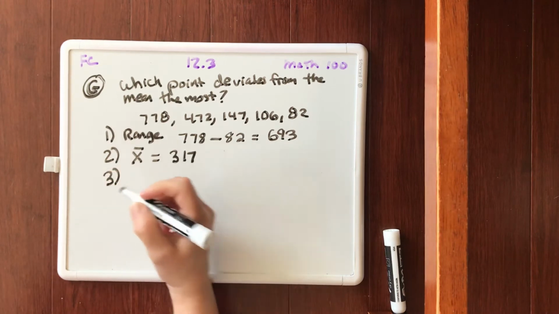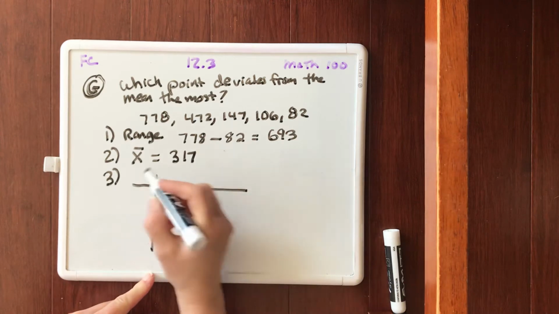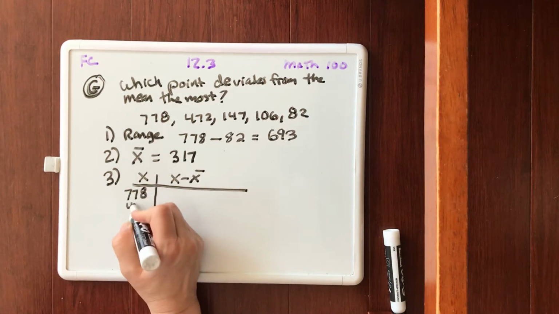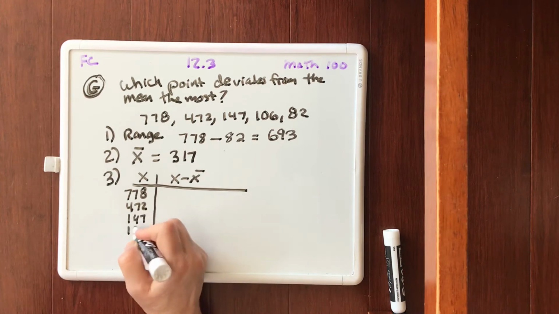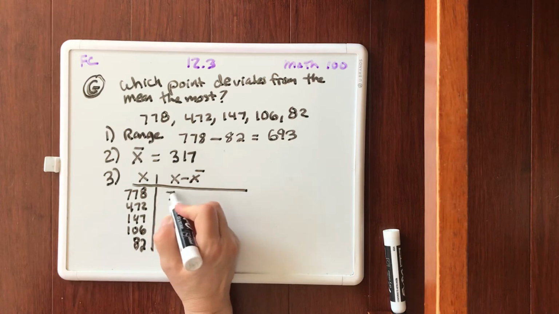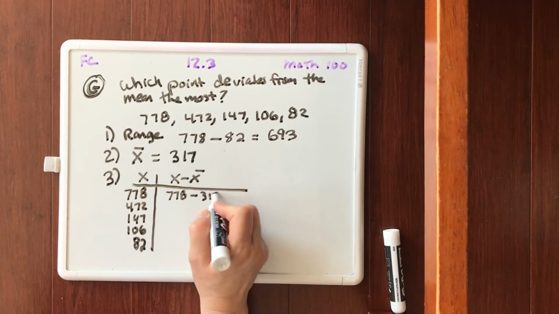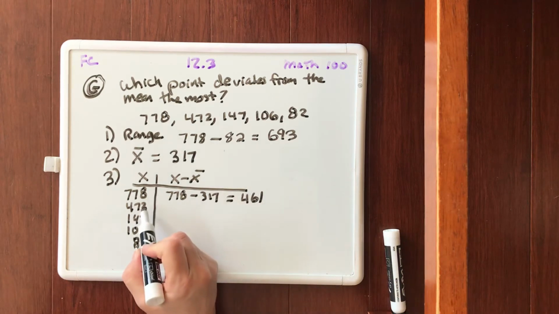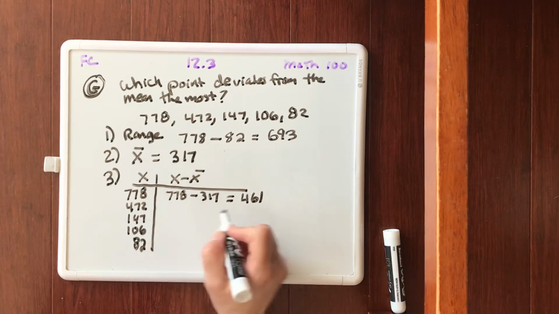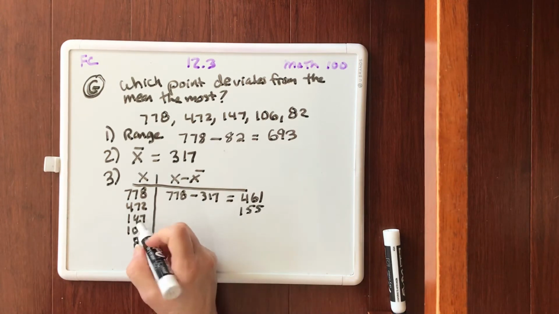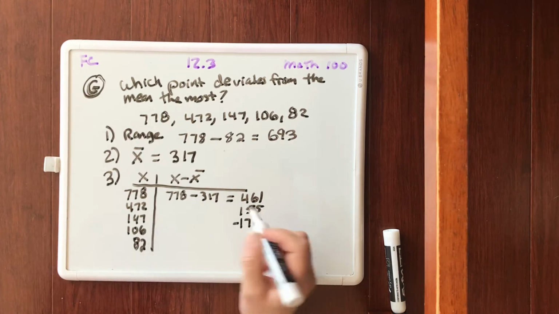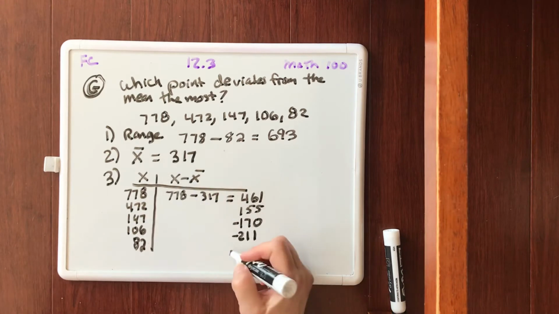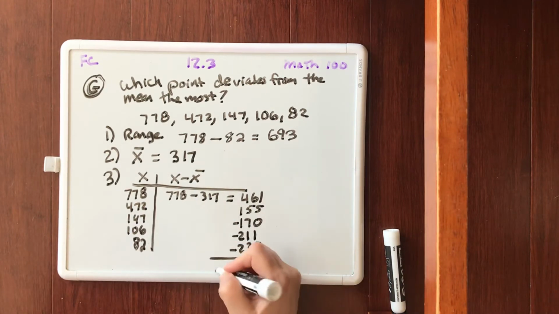All right, now we're going to look at the deviations from the mean. Okay, so we have x minus the mean. So our x's, I'm going to write them out: 778, 472, 147, 106, and 82. And now we're going to take those numbers and we're going to subtract the mean. Okay, and that's 461. All right. Now if we took our calculator and just subtracted 472 minus 317, we get 155. 147 minus 317 is negative 170. 106 minus 317 is negative 211. And 82 minus 317 is negative 235. And once again, if you notice, if you add these, you will get 0.